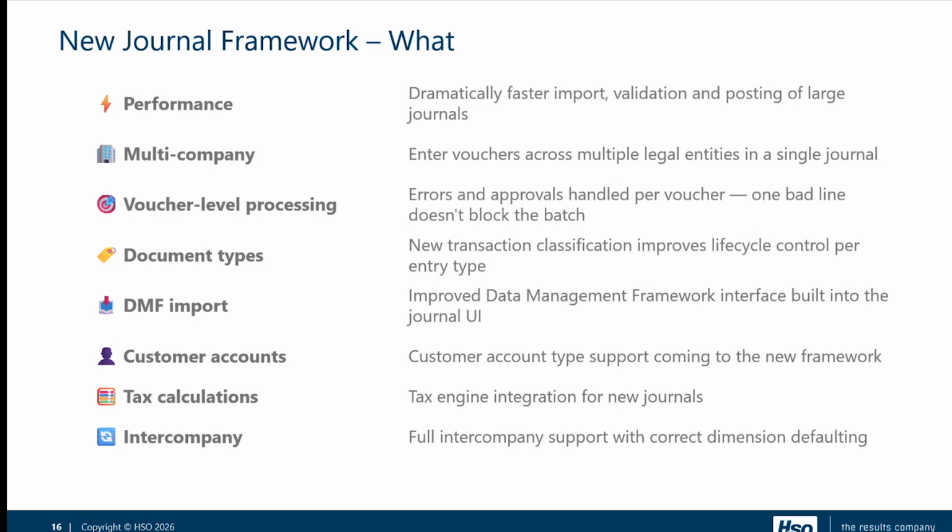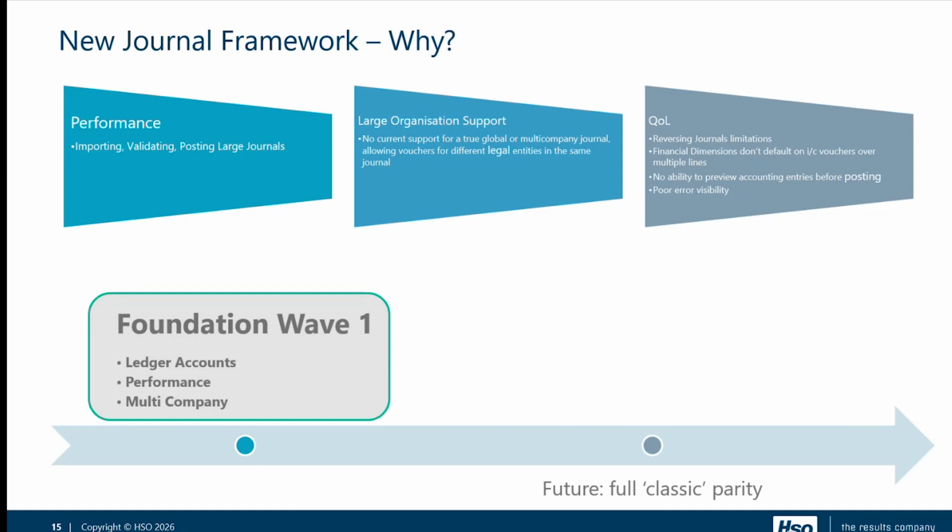Dimension defaulting. Currently, they don't default correctly on multi-line intercompany. They do now. So I think this is a good foundation. Much improved performance, which is the key one for me. Multi-company voucher level processing, and they're aiming for parity, I think I mentioned on the previous slide. I should have mentioned that there.